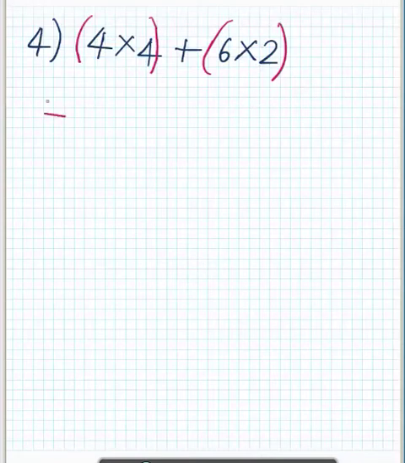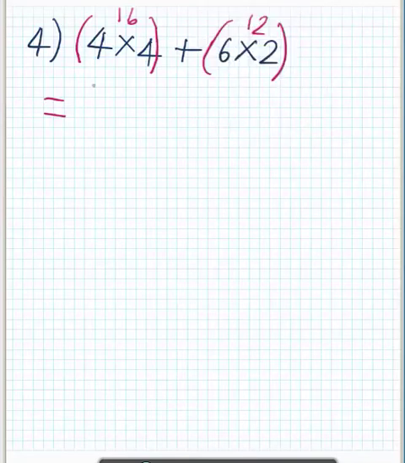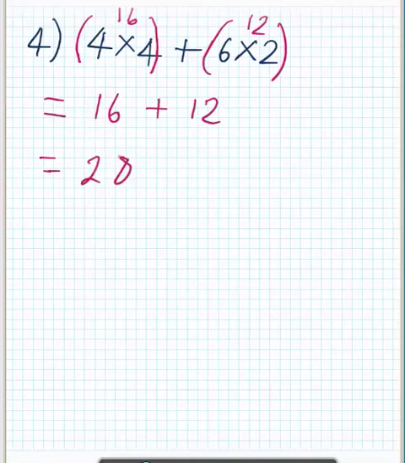So I can do some working out up here. 4 times 4 I know is 16, and 6 times 2 is 12. Now I'm just going to stop there and write my working out. So I've got 16 now plus 12. Okay, and it's important to do this to show your teacher that you are working it out properly and thinking about what you're doing. And then 16 plus 12 leaves us with 28. And we're done.